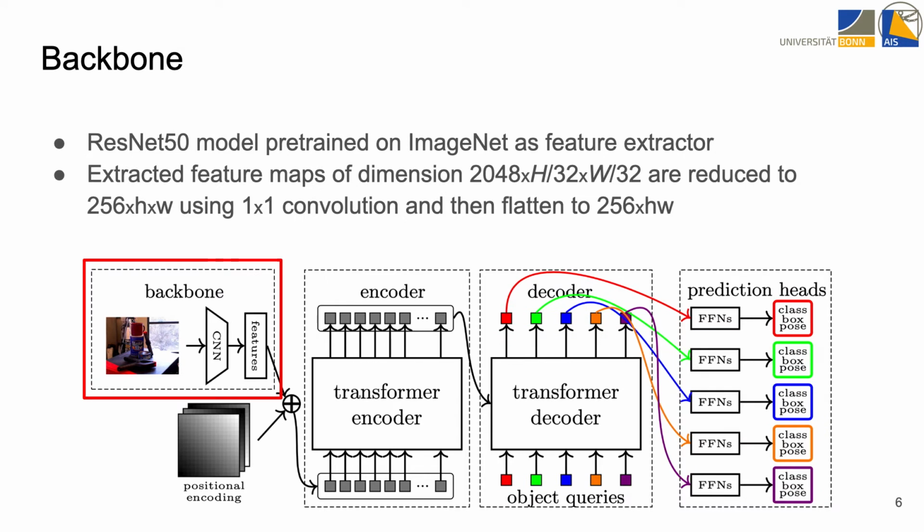For the backbone, we use a ResNet50 model with the frozen batch norm layers pre-trained on ImageNet as a feature extractor. We reduce the dimension of extracted feature maps to 256 using 1x1 convolution and flatten the features into 256 times HW feature vectors.